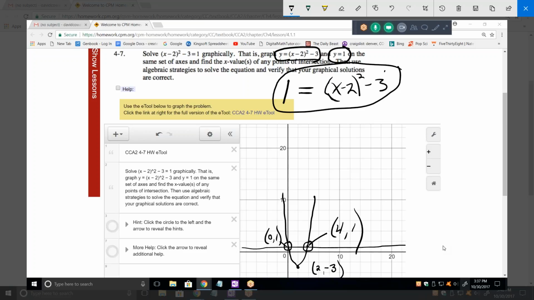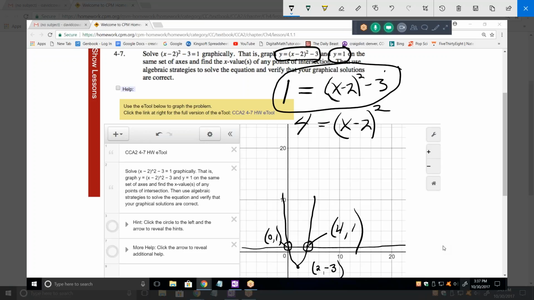So what do we have to do to solve this? Do we add 3 to get rid of the negative 3? Good. That's a good first step. Remember, our goal is to always isolate the x. Our final answer is x equals something. Do we have to square the x minus 2 squared? Or square root. Square root of?